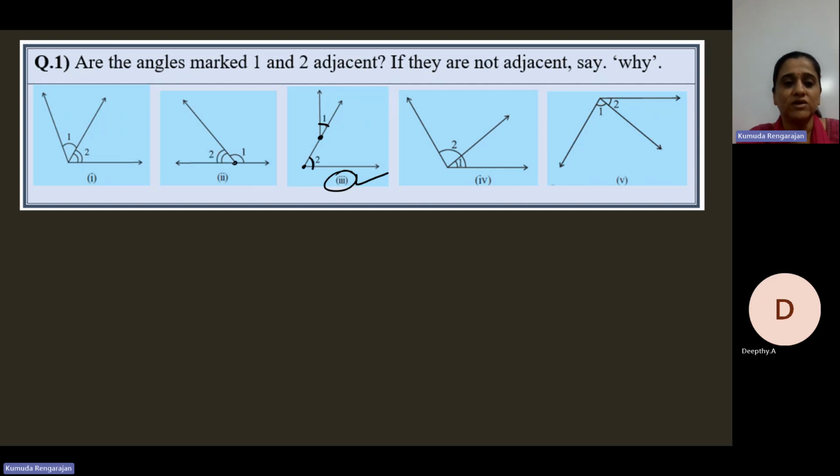In figure 2, this is the common vertex. This is the common arm, right? And these are the non-common arms, and they are on opposite sides of the common arm. So yes for this also. Yes for this also. What about this one? Angle 1 and angle 2?